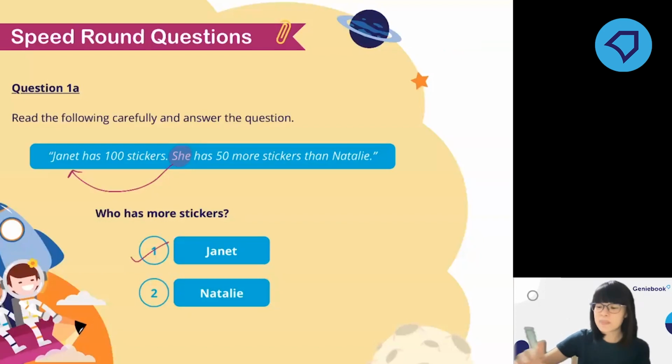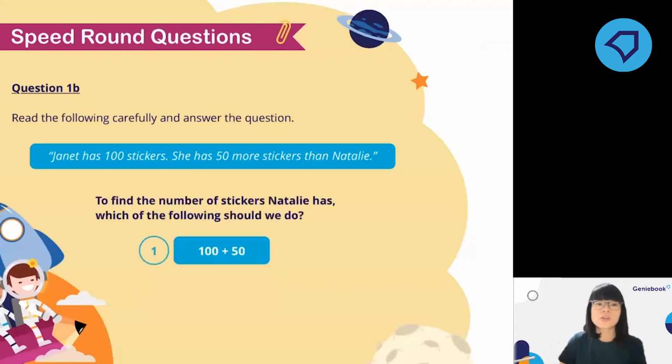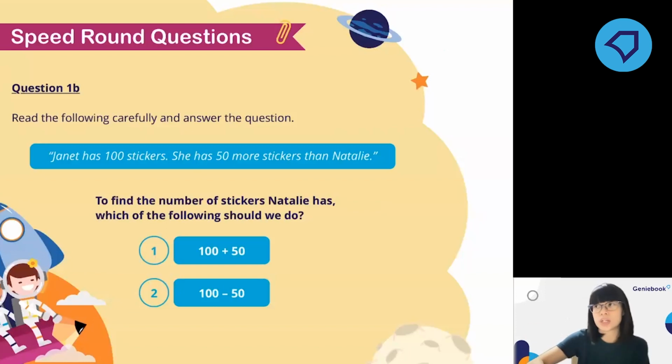All right. So then my next question to you would be this, guys. So now, same question, right? We still have Janet has 100. She has 50 more stickers than Natalie. To find the number of stickers Natalie has, which of the following should we do? Do we need to do addition or do we need to do subtraction? 30 seconds starts now. Yes, this one is a little bit like the English question. You are correct, but you need to understand what the question is asking before you know which operation to use, right? Whether you need to do addition or whether you need to do subtraction.